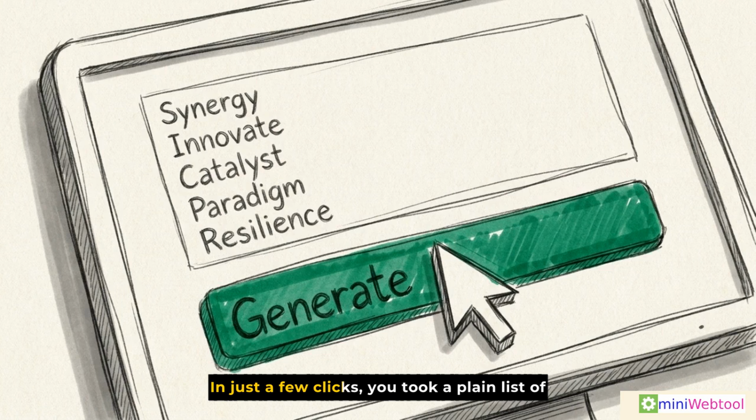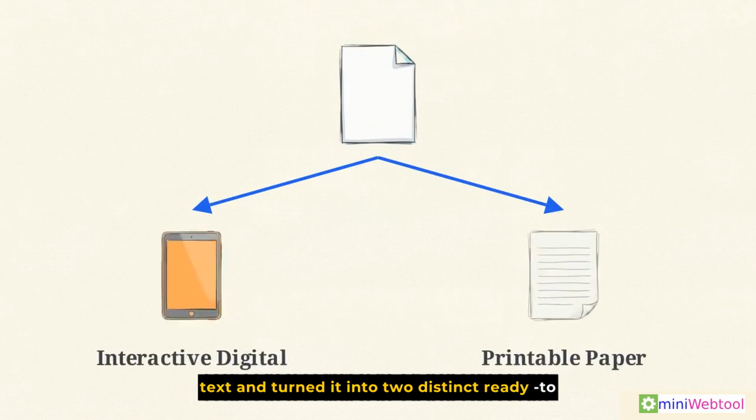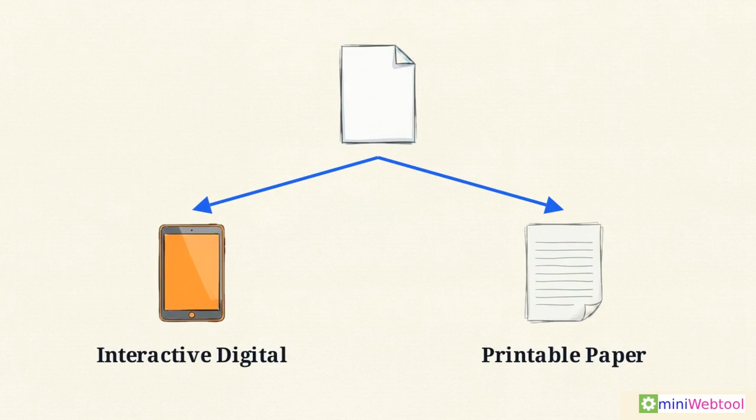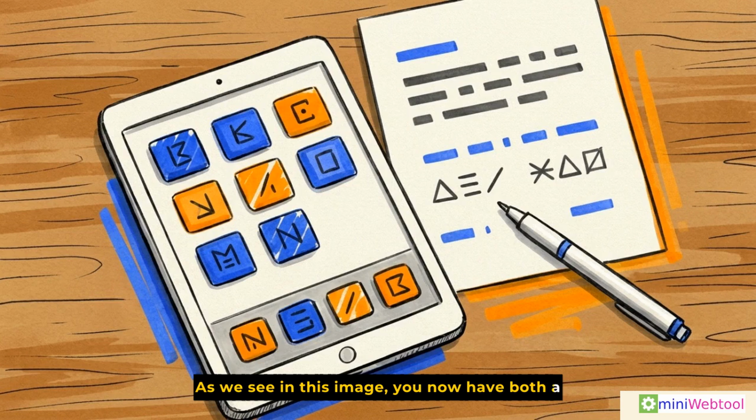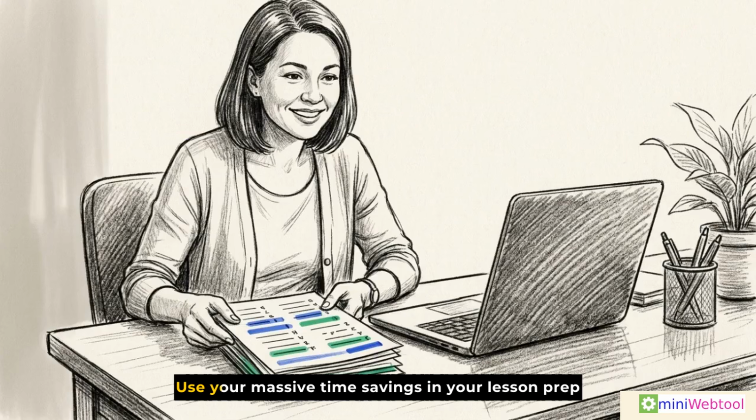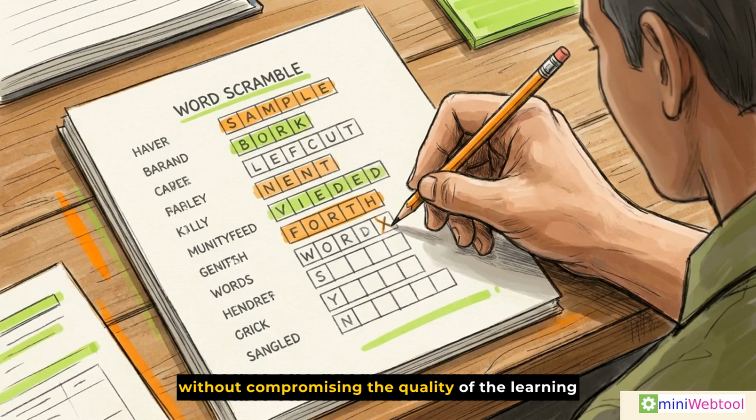In just a few clicks, you took a plain list of text and turned it into two distinct, ready-to-use educational assets. As we see in this image, you now have both a traditional printed worksheet and a sleek digital interface operating side by side. You secure massive time savings in your lesson prep without compromising the quality of the learning material you hand to your students.